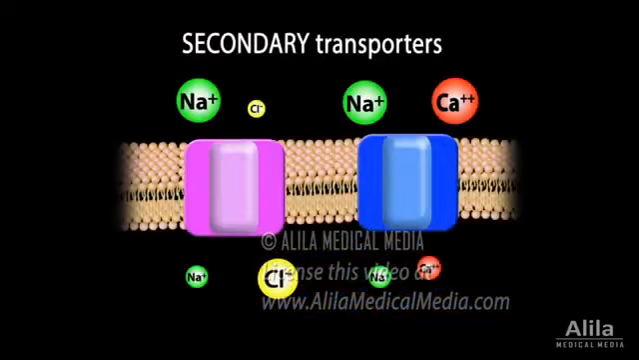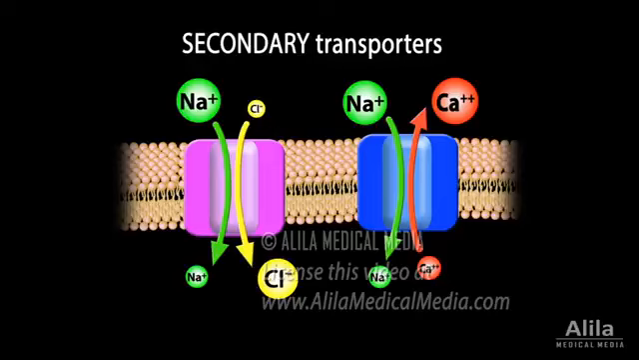Another type of ion transporters, known as secondary transporters, do not use ATP directly. Instead, they move one ion down its concentration gradient and use that energy to power the transport of a second ion. Symporters transport the 2 ions in the same direction, while antiporters pump the coupled molecule in the opposite direction.